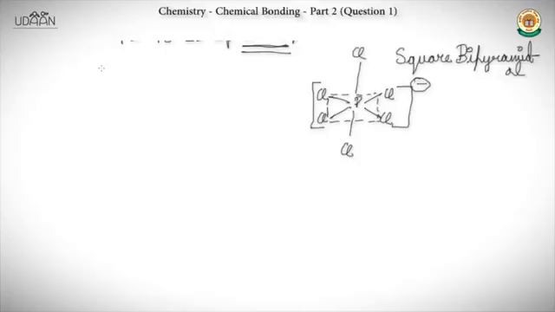So what do we do? First of all, we know the configuration of P in ground state. I'm just going to write out the outer orbitals. So it's going to be 3s2 and we have 3p3. So let's arrange these out.